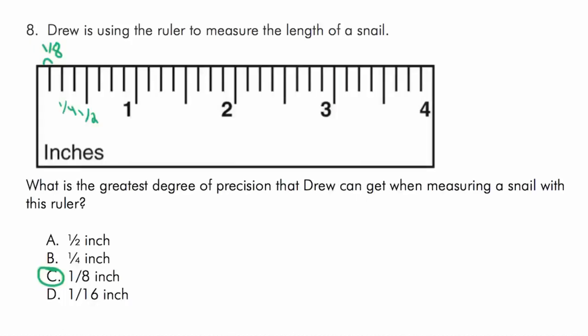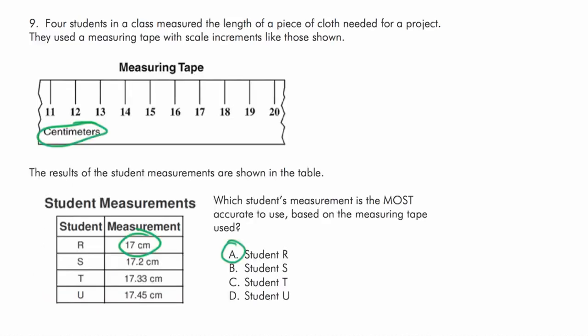For number 8, the answer is 1/8, because that's the smallest. You see, this is half, fourth, eighth. If you would split eighths again, it would be 16th, but that is not split, so the answer is 1/8. 9 is a little bit of a trick question. The table lists a lot of numbers that are more precise because there's more decimals, but the answer is A, because the centimeter ruler doesn't have any breakdown. You can't measure up to the millimeters or anything like that, because it's just a centimeter ruler with no spaces lined up.